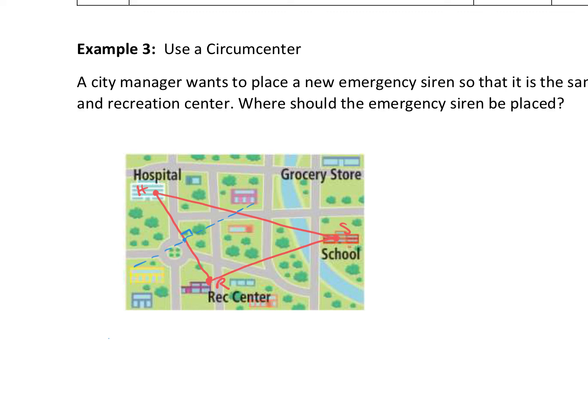Now I'm going to focus on, I think RS is just easier for my vantage point right here. I'm going to bisect it. So I'm going to find the point that is halfway between R and S. I think it's right there. And then I'm going to draw in the perpendicular line to that, and that will be the perpendicular bisector.